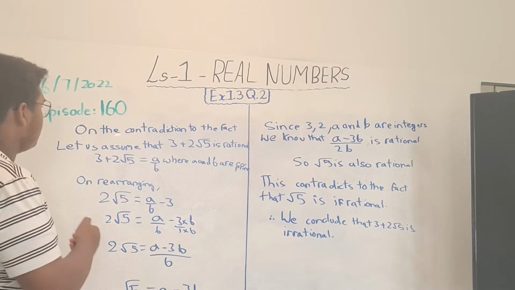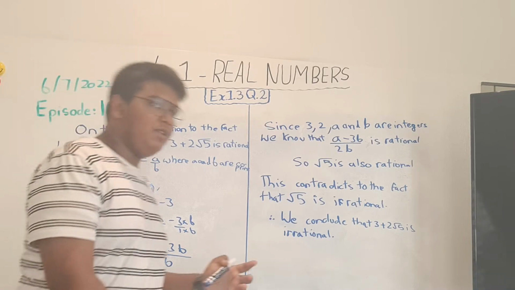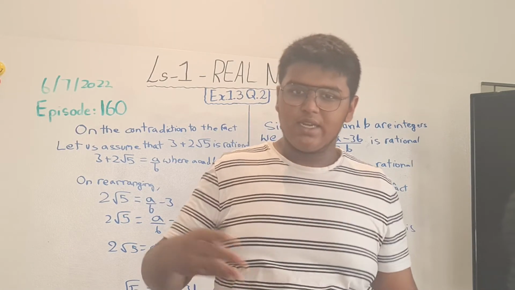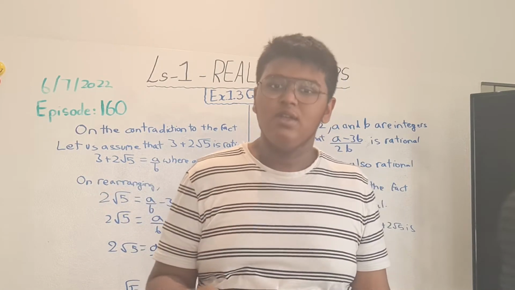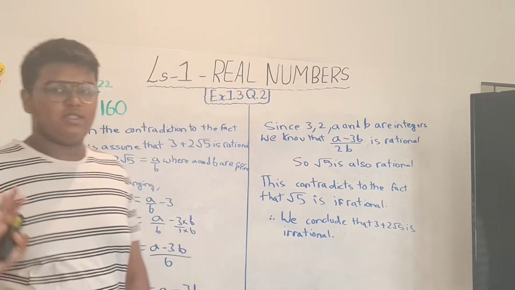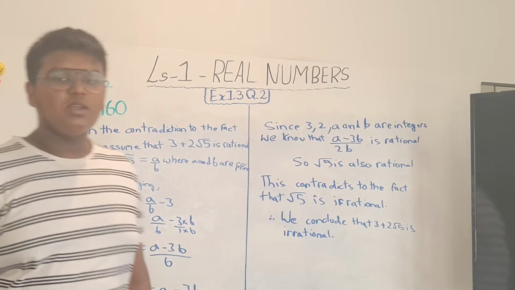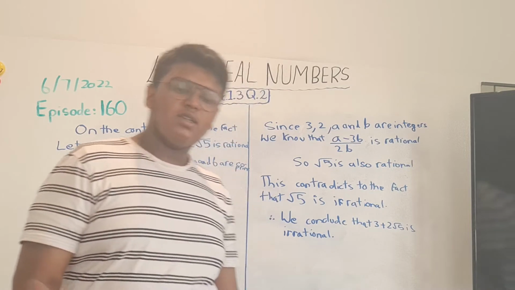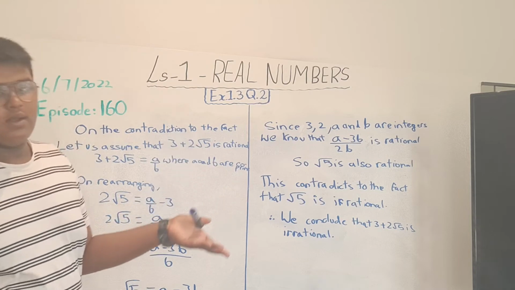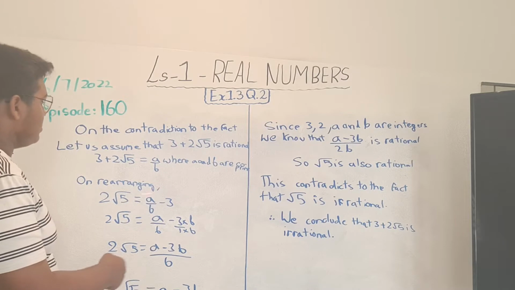Now, they're telling us to use contradiction. First of all, we know that 3 plus 2 root 5 is irrational, right? They are telling us that it is irrational, and they are asking us to prove it. So we know that root 5 is irrational. This word contradiction means that it is the opposite, like we are taking the opposite of the question. So let us assume that 3 plus 2 root 5 is rational.